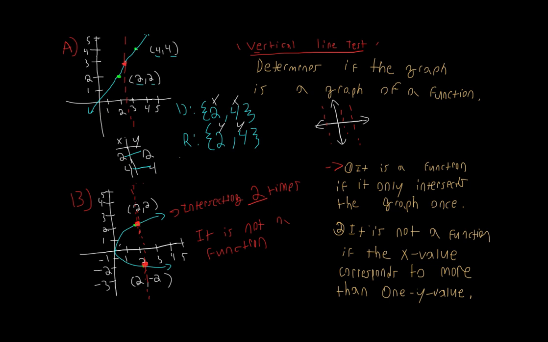Okay, let's prove that. What is the domain? I'm running out of space here. The domain of this is all the x, 2 and 2. It repeats, so you only have to put it once. And the range is the y values, -2 and 2.